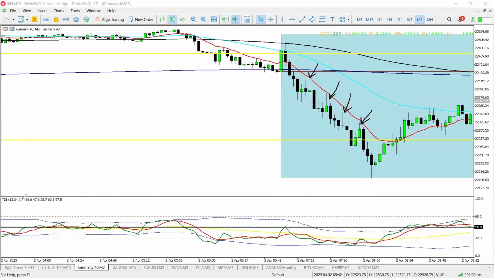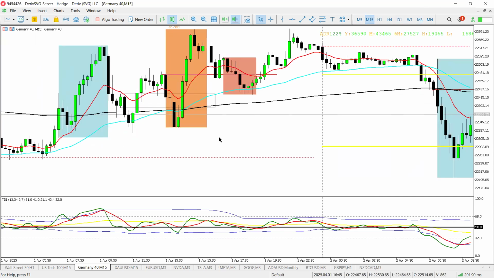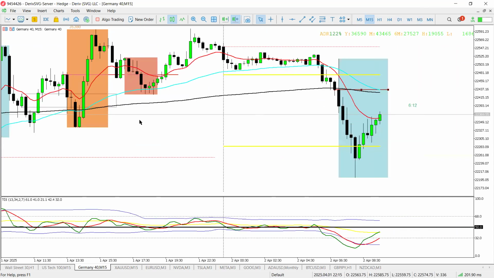And our target for this particular setup, we were aiming for the ADR low, or you could have aimed for the previous day's low, which should be visible here. I think it was almost near yesterday's open price as well. So this was the target. I'll show you guys when we go to our TradingView. So this was the setup.